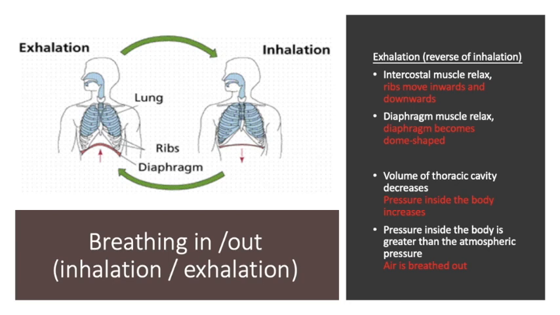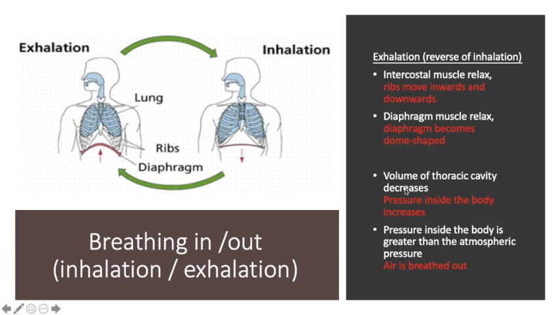Okay, how do we do it? We have a process called exhalation and inhalation. I'll just talk about exhalation, which is the reverse of inhalation. To think about the mechanism, I normally start from the last part. For exhalation, the air is breathed out, which means the pressure inside our body is greater than the atmospheric pressure. And why is the pressure inside our body greater? Because the volume of the thoracic cavity decreases, which makes the pressure inside the body increase.